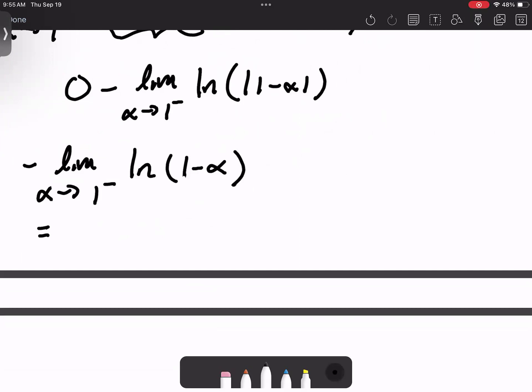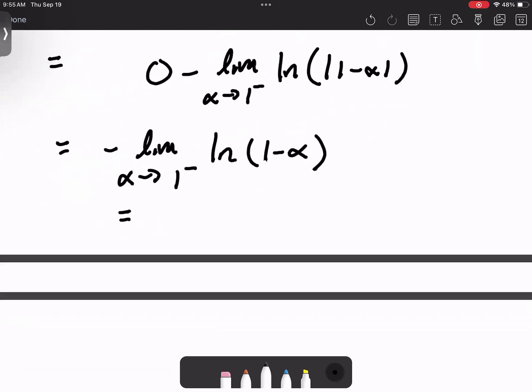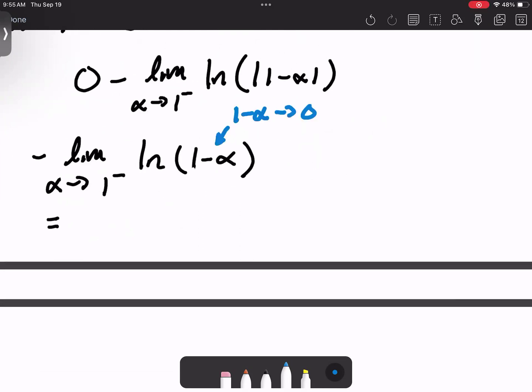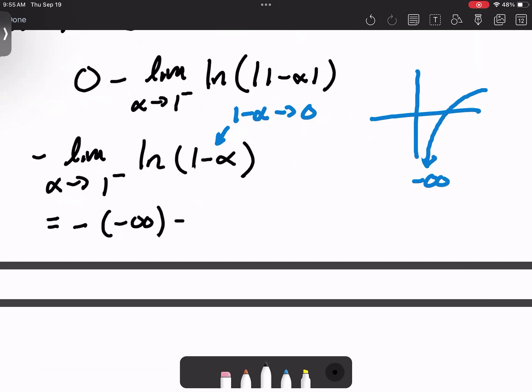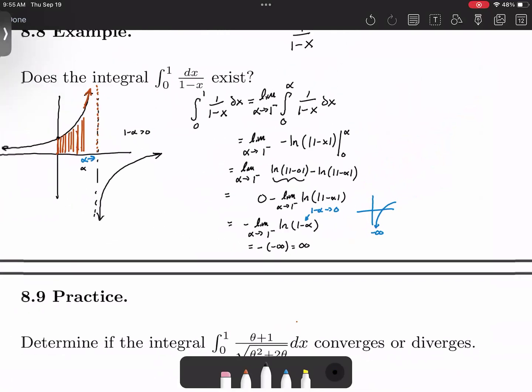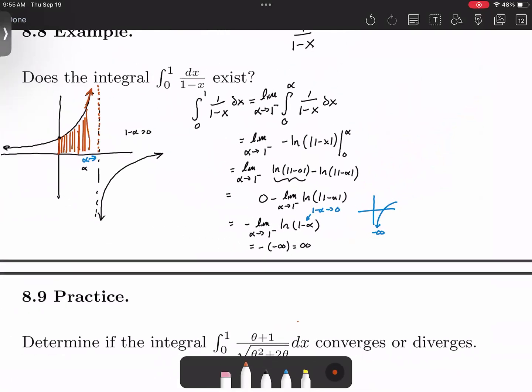So what happens to this function as alpha approaches the value of 1? Well, if alpha approaches the value of 1, then 1 minus alpha approaches the value of 0. And if you think about your natural log function, the natural log, as you get closer and closer to 0, decays towards minus infinity. So we have minus minus infinity, or infinity. So this integral did not give us a finite amount of area. This integral diverges. The area is infinite.